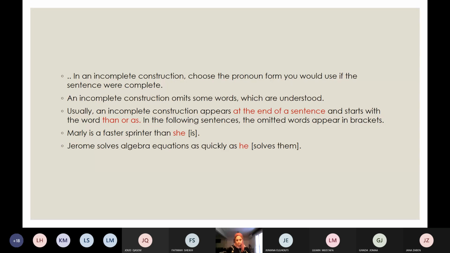Number 4, Durra. Yes, miss. The director gave two of the actors, Tran and him, their parts. Why him? Because it's the object of the preposition, which is of. Yes, excellent, of the actors. So an appositive for object. Excellent. Dareen, number 5.